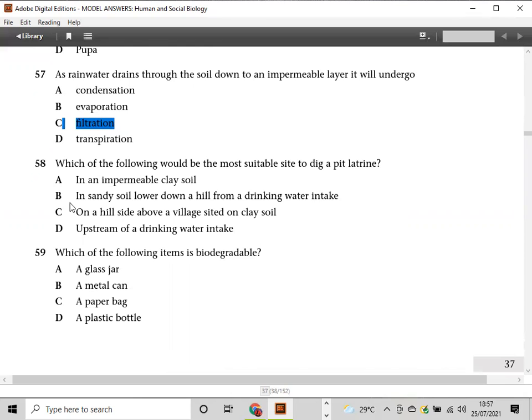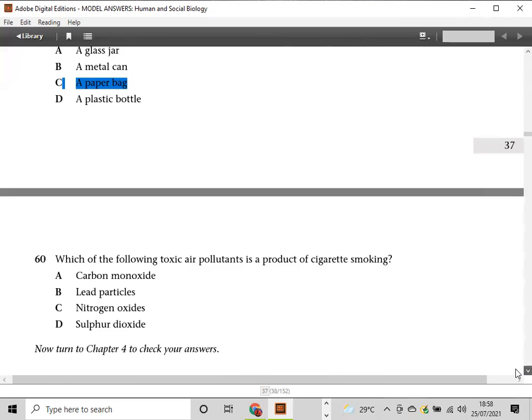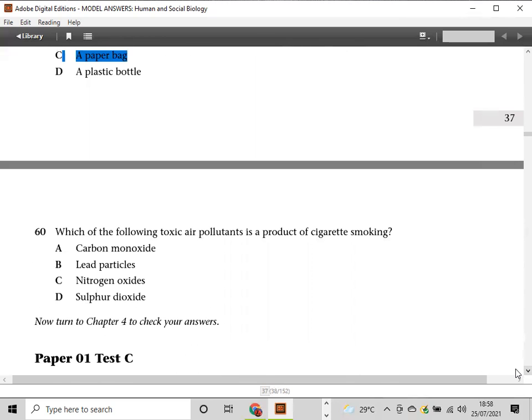a drain and into sandy soil lower down the hill of the drinking water intake. And 59 is C. Which of the following is biodegradable? And that's a paper bag. And 60 says, which of the following toxic air pollutants is a product of cigarette smoking? And that's sulfur dioxide.